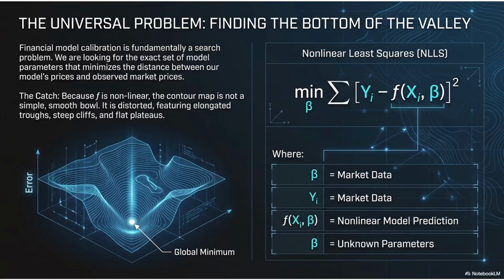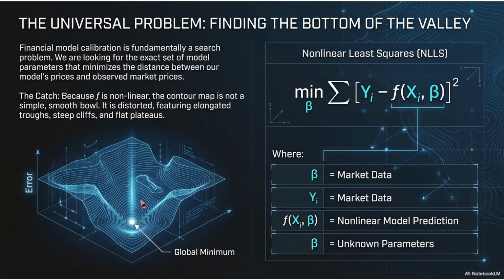Calibration is fundamentally a search problem where we are looking for the exact set of model parameters that minimizes the distance between our model's prediction and observed market prices. Mathematically, we frame this as a nonlinear least squares. The catch is that because our function is nonlinear, the contour map isn't a simple smooth ball.